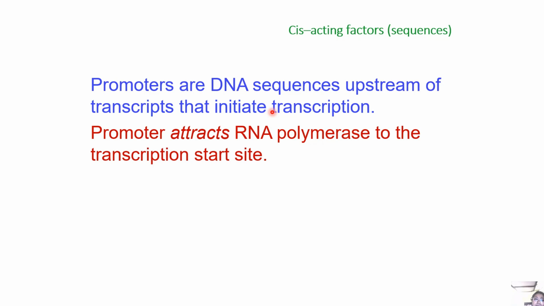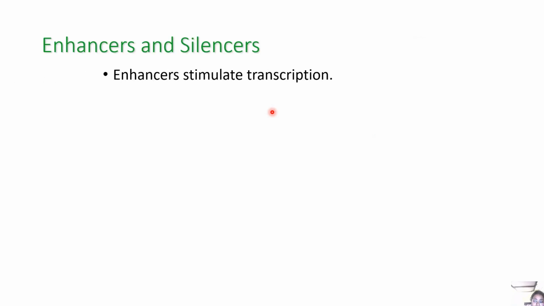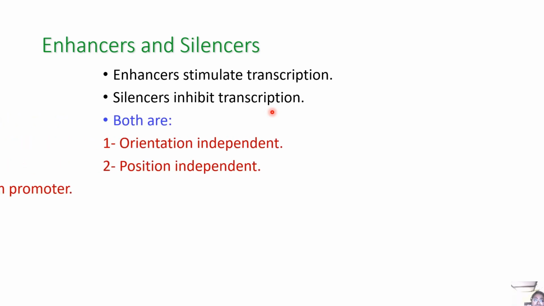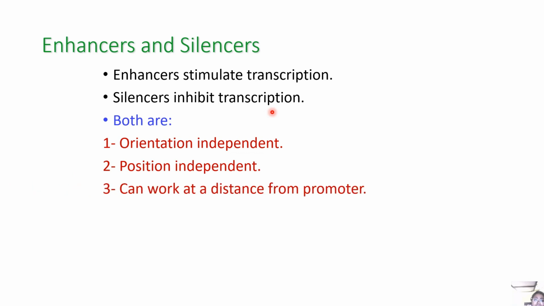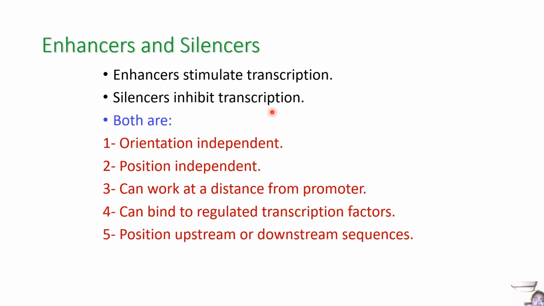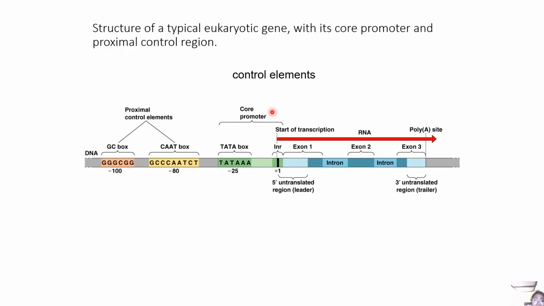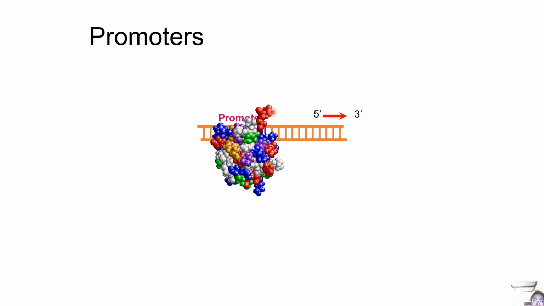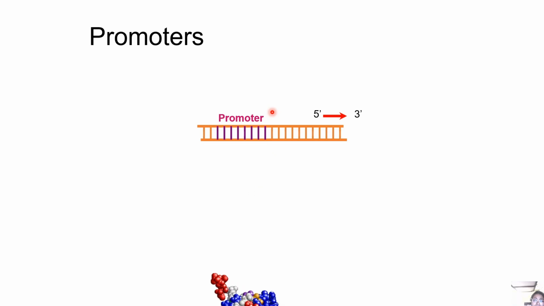The promoter attracts RNA polymerase to the transcription start site. Enhancers stimulate transcription. Silencers inhibit transcription. Both are orientation independent and position independent, can work at a distance from the promoter, and can bind regulatory transcription factors, positioned upstream or downstream in certain genes. This is the structure of a typical eukaryotic gene with its core promoter and proximal control region. A polymerase comes and attaches to the promoter region.